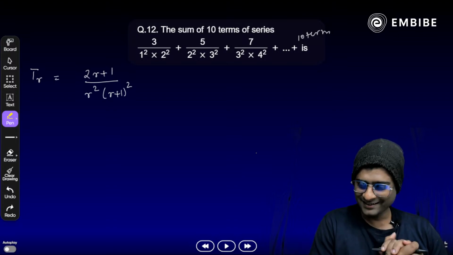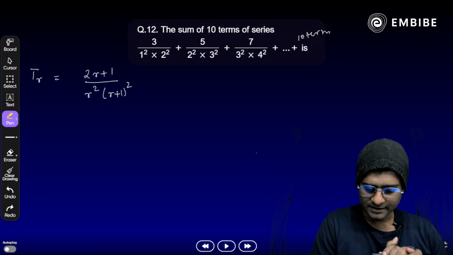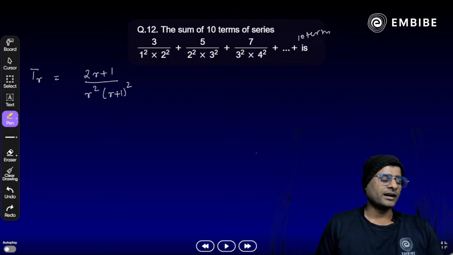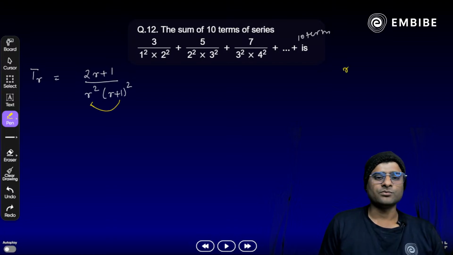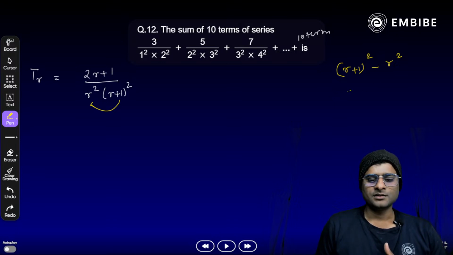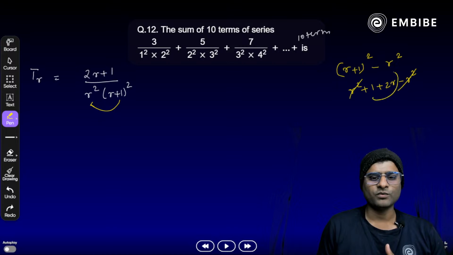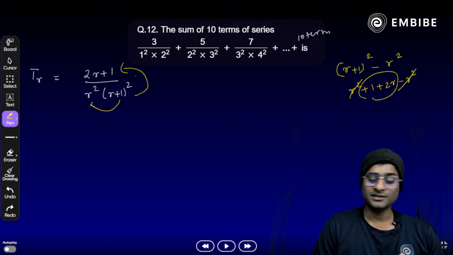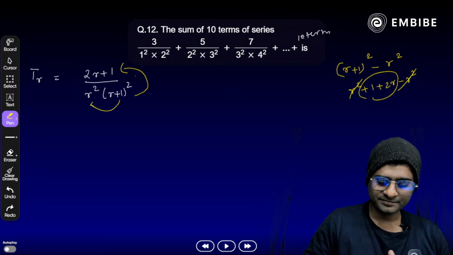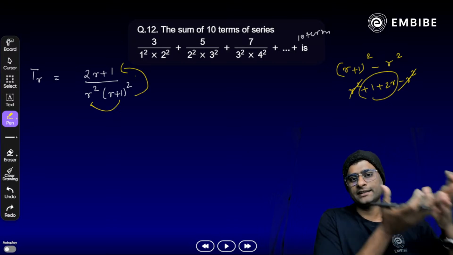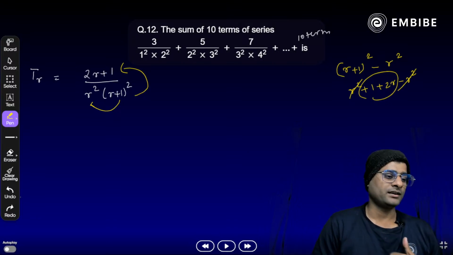Okay, all right. 1 minus, okay, let me check the answer. First of all, let me solve it. If you take the difference, like (r plus 1) whole squared minus r squared, what we get here? a squared plus b squared plus 2ab minus r squared will cancel out: 1 plus 2r. The difference is already given. वाह, काफी अच्छी बात है. कुछ भी एडजस्ट नहीं करना है. Clear? The difference is already given at the numerator. आपका डिफरेंस दिया हुआ है.